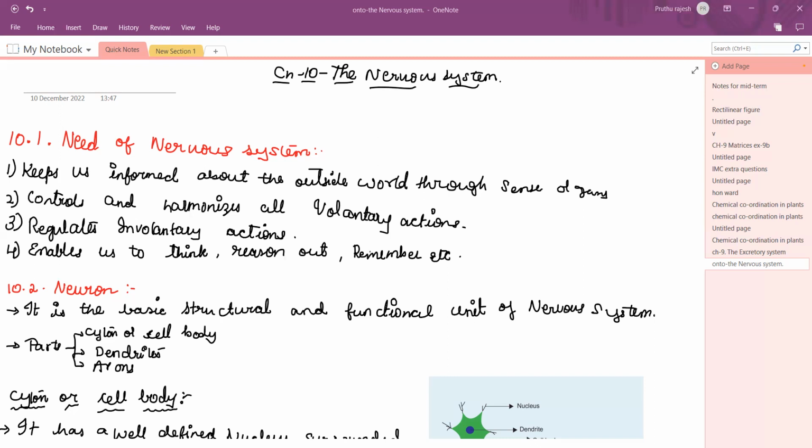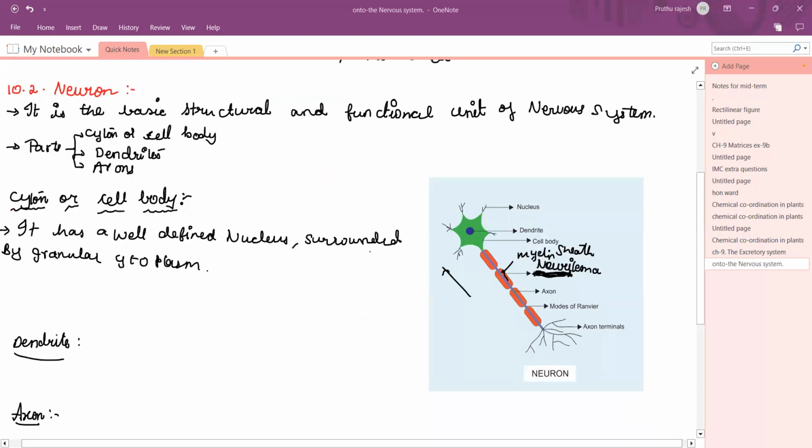Next part is neuron. Neuron is the basic structural and functional unit of the nervous system. Now let us study the parts of a neuron. The neuron has three major parts: perikaryon or cyton or cell body, dendrites, and axon. So, cyton, let's start. Cyton or cell body.